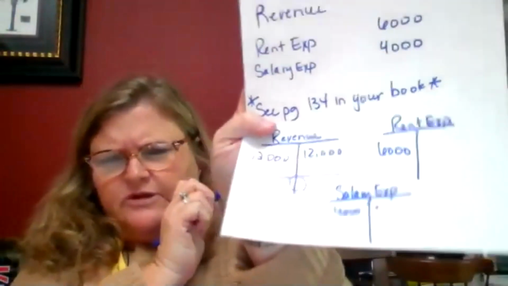$12,000. Oh, can you see that? I'm trying to make it so you can see it. So we're going to debit revenue, and we're going to credit an account called income summary.